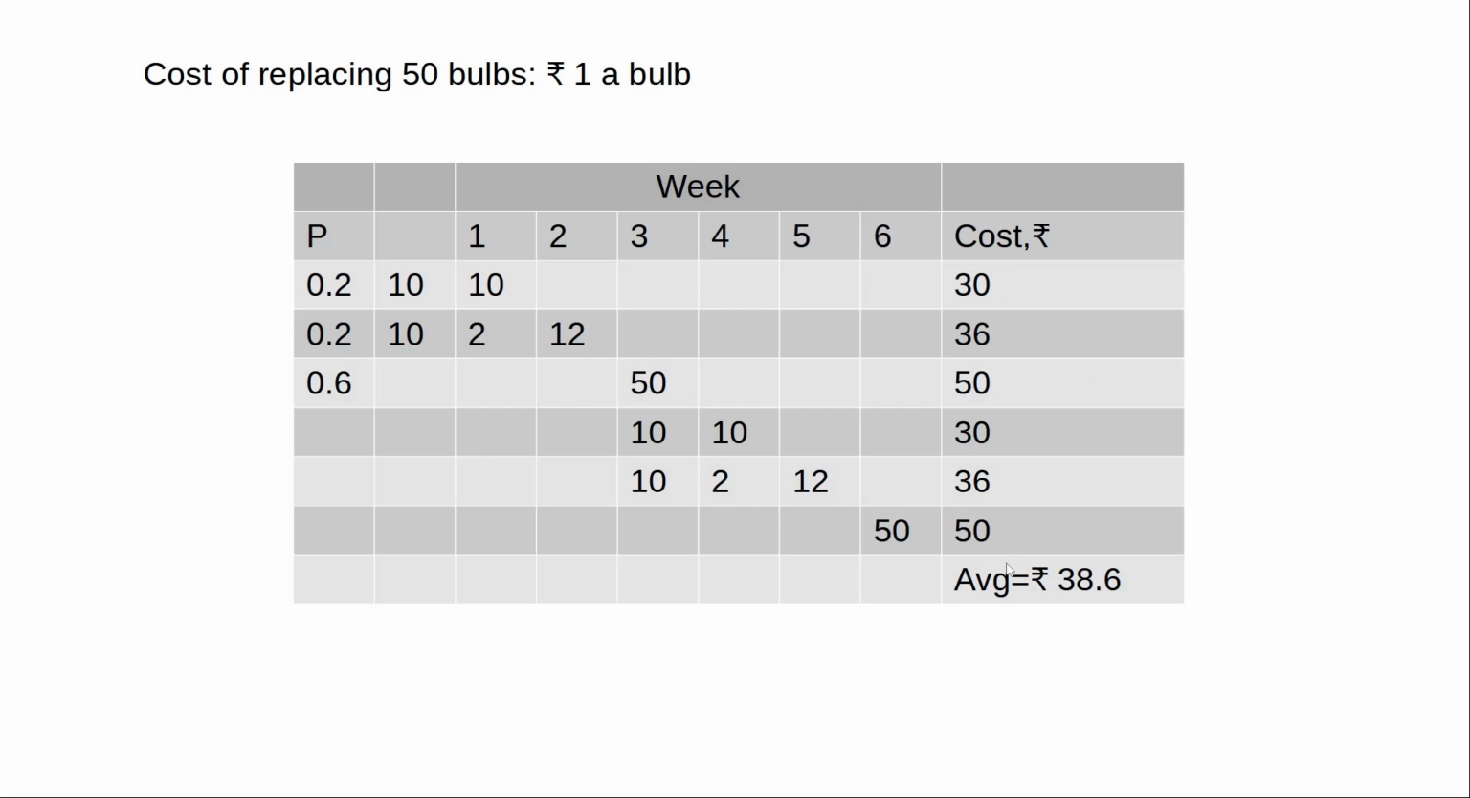What do we find in this scenario? In this scenario, after every 2 weeks, he replaces the bulbs. The average cost of replacement here now drops to 38.6.